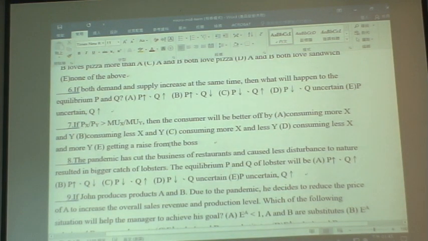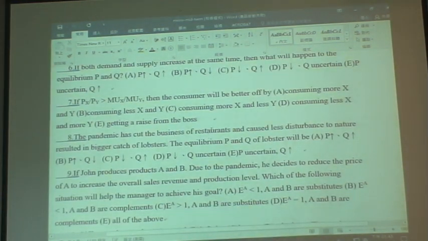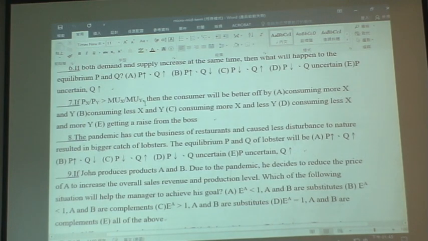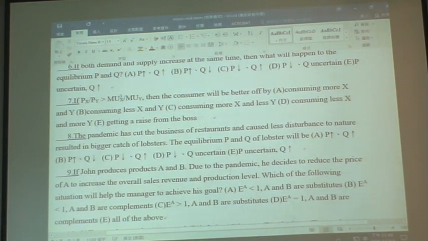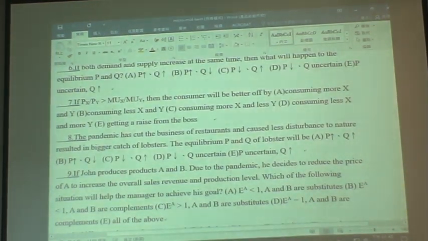Okay, Hong Kai-Xuan, 7. If PX/PY is bigger than MUX/MUY, then the consumer will be better off by... Okay, so because in this case, price of X divided by price of Y is greater than MUX over MUY, it means that X is actually more expensive than the consumer would evaluate. So in this case, he had better consume less X and more Y. So the answer is D.